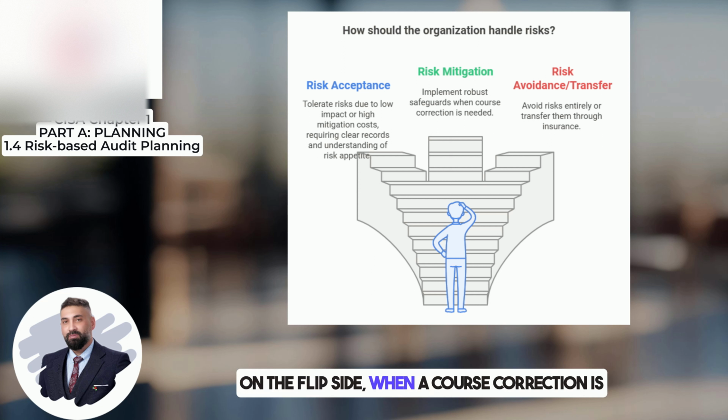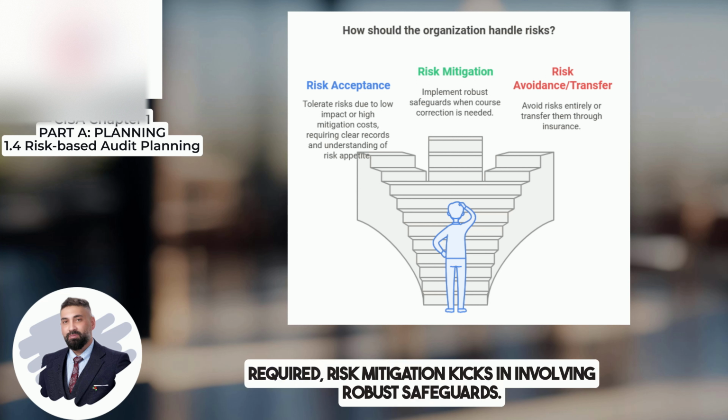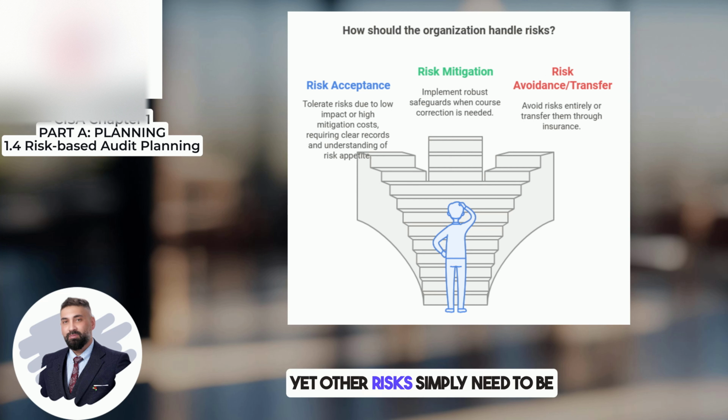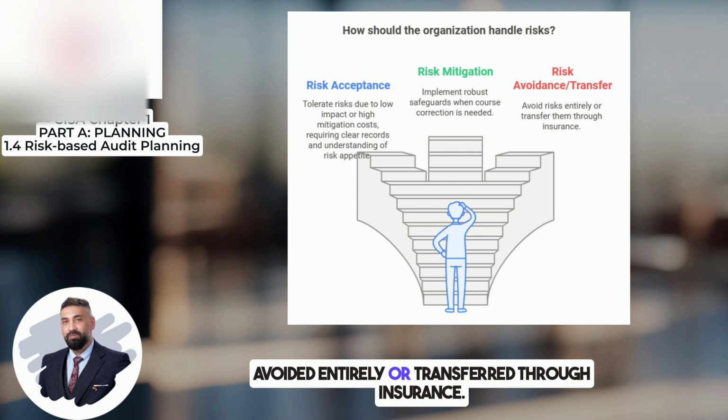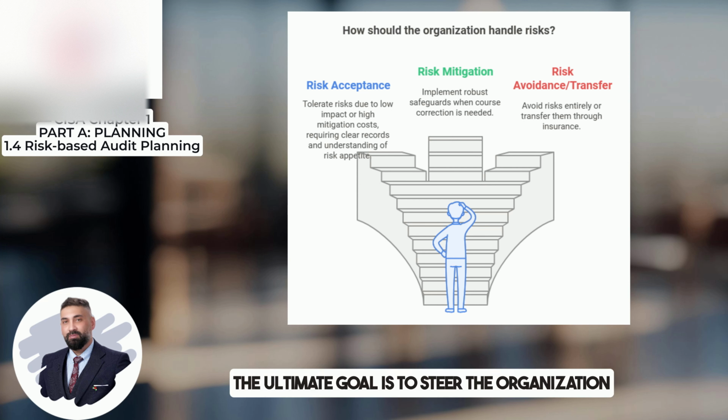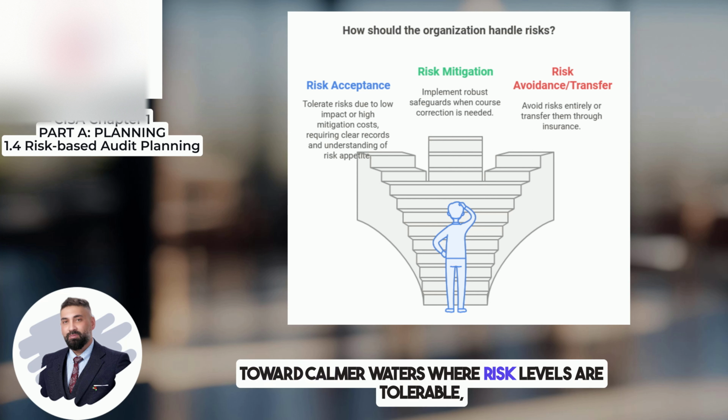On the flip side, when a course correction is required, risk mitigation kicks in, involving robust safeguards, yet other risks simply need to be avoided entirely or transferred through insurance. The ultimate goal is to steer the organization toward calmer waters, where risk levels are tolerable, business objectives are laser focused, and no one overlooks iceberg-sized threats beneath the surface.